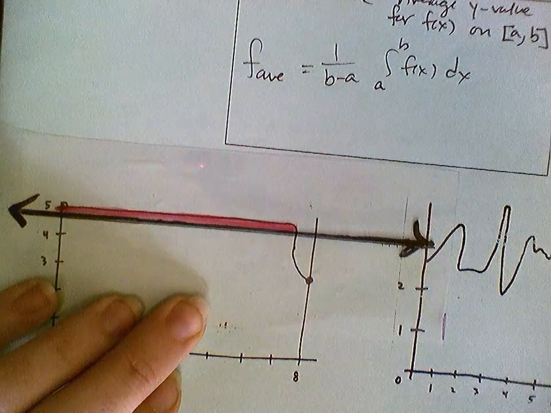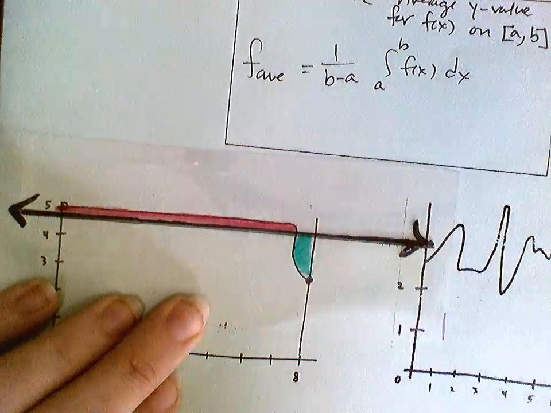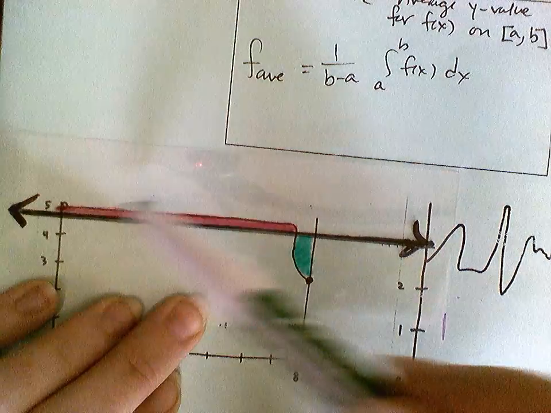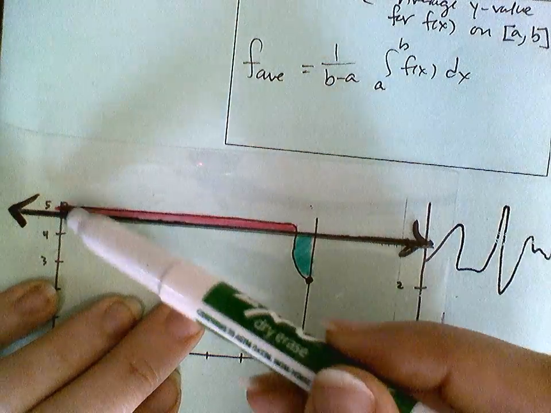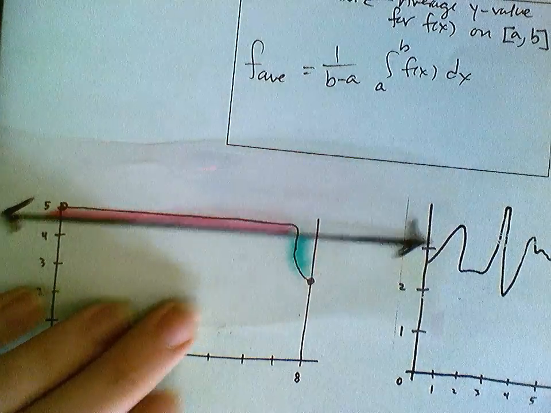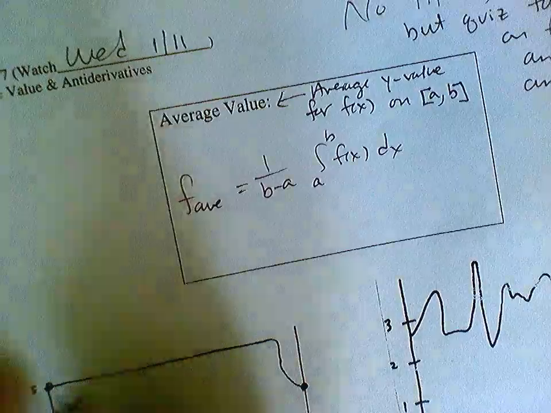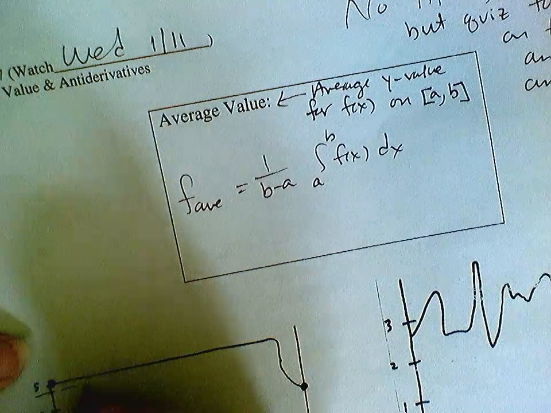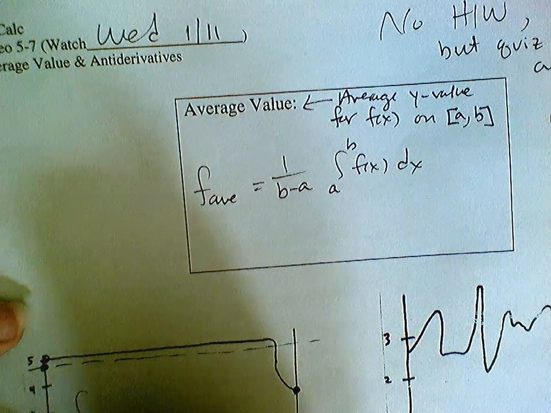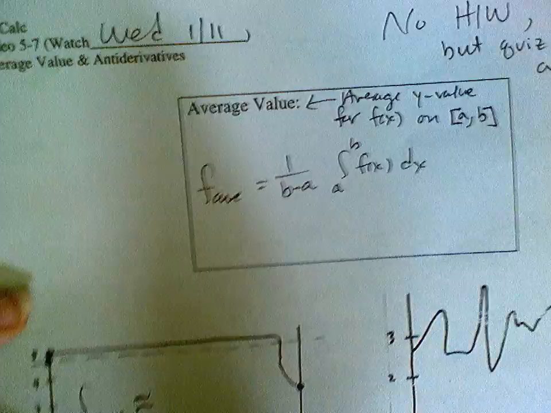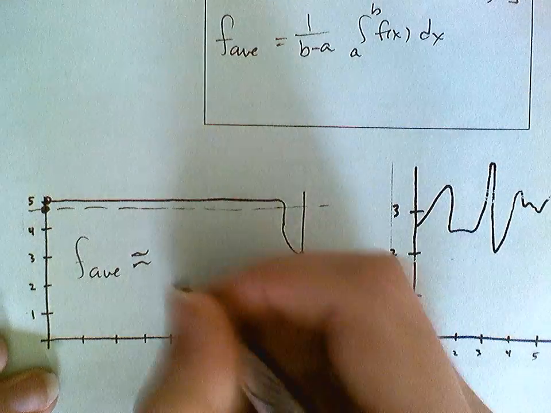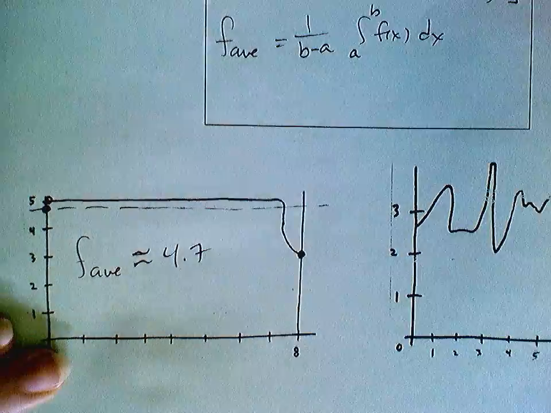Okay, so now there's the red area, and there's the green area. It looks to me like it's balancing more there. So the average Y value of all of the Y values here is pretty close to 5. It's maybe like 4 point. So I'll say this. Let's draw a line like there, and then I'll say the average function value here is about, I'll say 4.7.